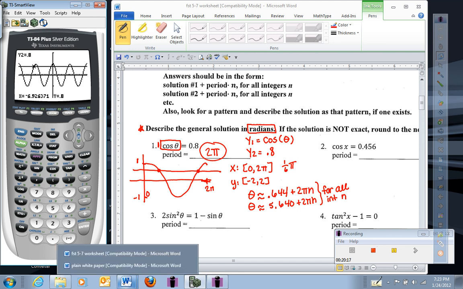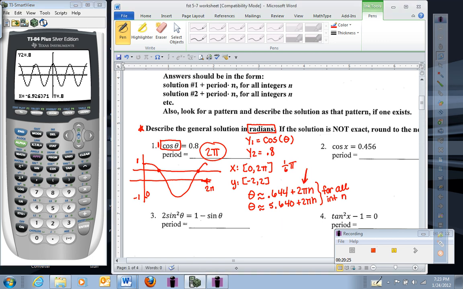So you can see how we could extend this out forever and ever, and just add on multiples of 2 pi. 2 pi times 1, which would be 2 pi, 2 pi times 2, which is 4 pi, 2 pi times 3, which is 6 pi, and so on. This then becomes our general solution. In other words, it's going to help us find all the solutions to that particular problem. Okay, let's try number 3.